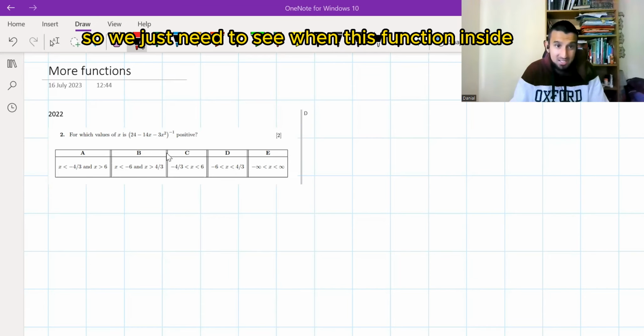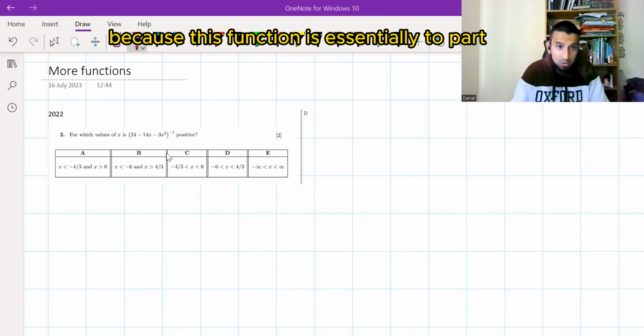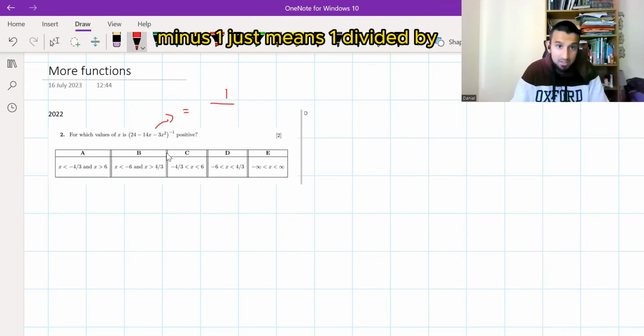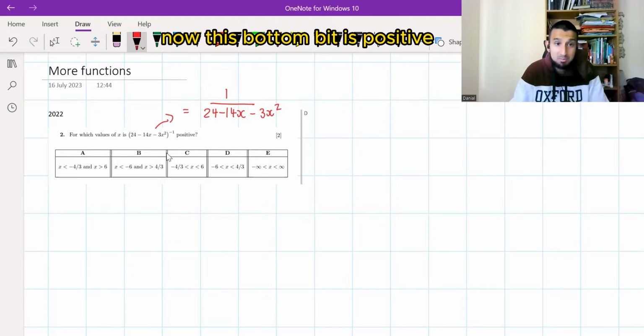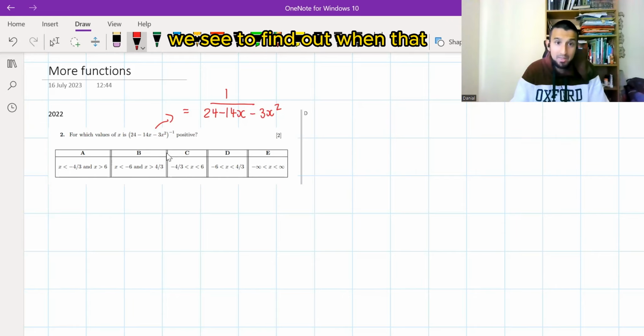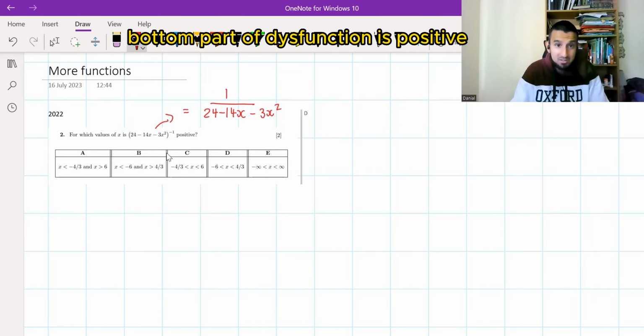So we just need to see when this function inside is positive, because this function is essentially to the power of minus 1, which just means 1 divided by. So this would just be 1 divided by 24 minus 14x minus 3x squared. Now, if this bottom bit is positive, then we're happy. We just need to find out when that bottom part of this function is positive.